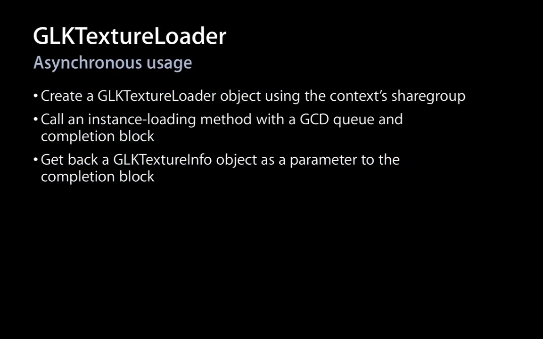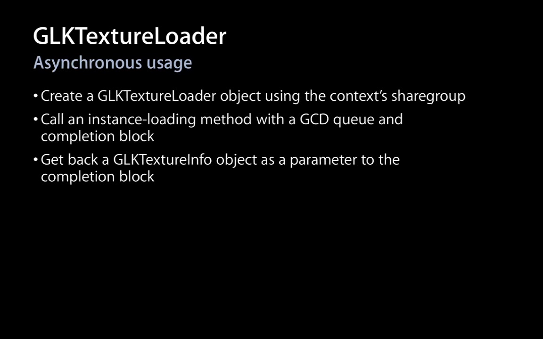So in addition to a synchronous usage case, we have an asynchronous usage case. Take advantage of iPad 2 multi-core devices. Very similar usage pattern, but in this case, instead of using one of the class methods, you're going to actually allocate a GLKTextureLoader object and give us your context share group. And in this case, you're going to call one of the instance methods and provide us with a GCD queue and a completion block.